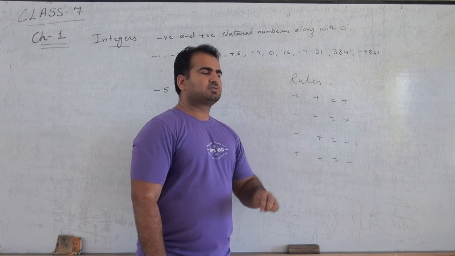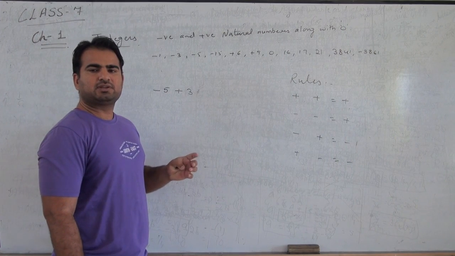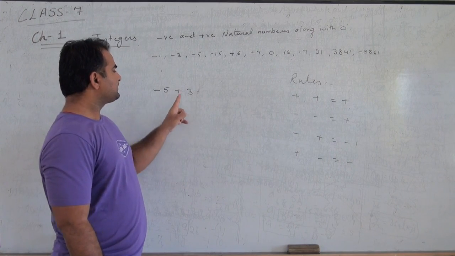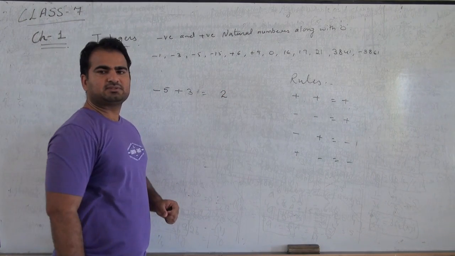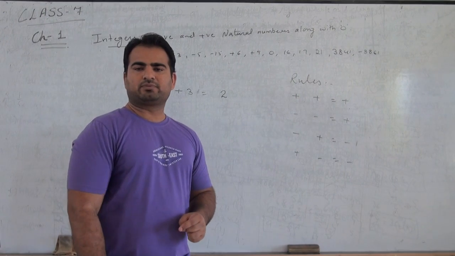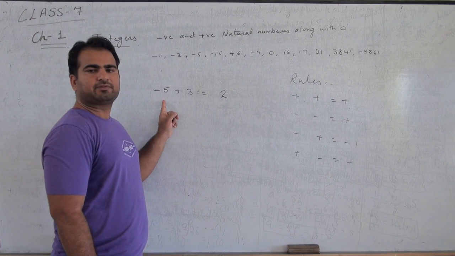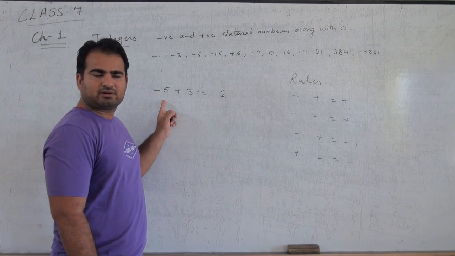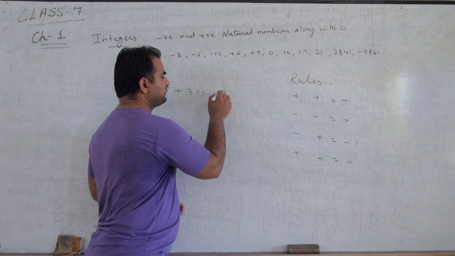Okay. So the question is minus 5 plus 3. What we have to do is subtract. So what is 5 minus 3? 5 minus 3 is 2, but we have to place the sign of the bigger one. Which is the bigger digit, 3 or 5? 5 is bigger and the sign of 5 is negative, so the answer will also be negative.